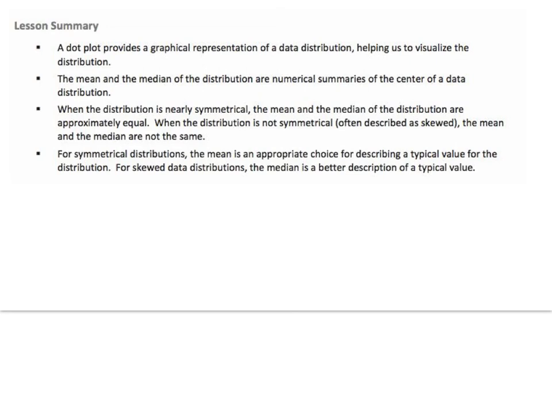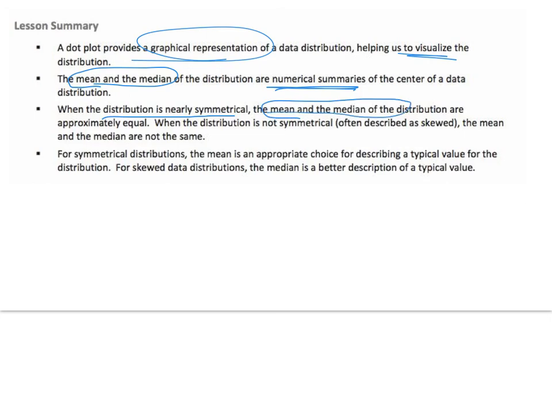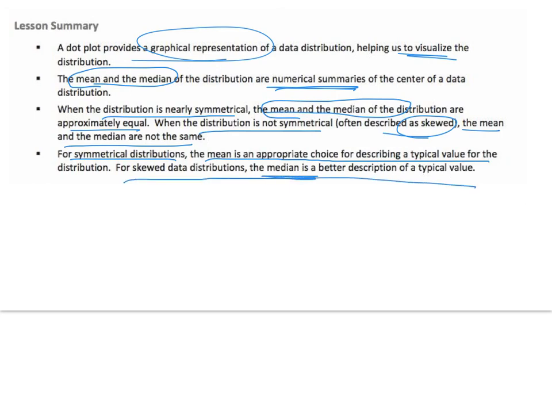Right, our lesson summary. A dot plot provides graphical representation of data distribution, helping us visualize it. The mean and the median are the numerical summaries. Okay, they're important. When distribution is symmetrical, the mean and the median are equal. When distribution is not symmetrical, often described as skewed, the mean and the median are not the same. For symmetrical distributions, the mean is an appropriate choice for describing a typical value. For skewed data distributions, the median is a better description. Cool? That's it. You got your homework. Nice job.